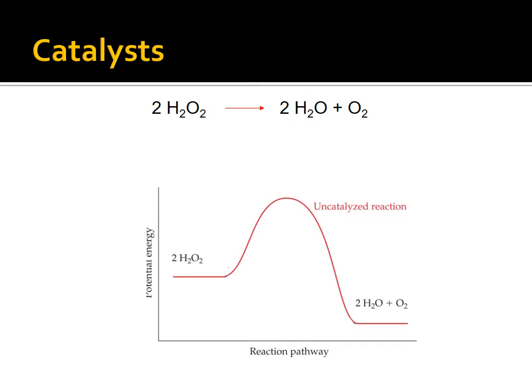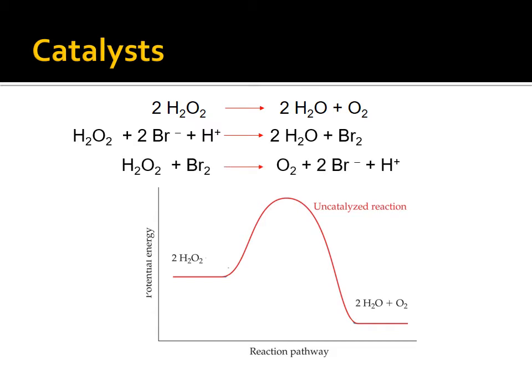This is the uncatalyzed reaction. If you add bromide ion to hydrogen peroxide in acidic medium, the hydrogen peroxide will react with bromide ion to form water and bromine. This is an oxidation of bromide and the reduction of hydrogen peroxide into water. Then this bromine again reacts with hydrogen peroxide to form oxygen and bromide ions with H plus ion.